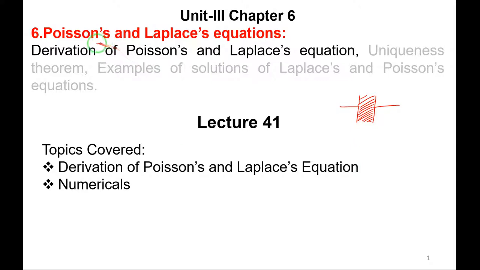In this chapter we are going to study the derivation of Poisson's and Laplace equations and numericals based on that. If time permits, I will take up two topics later, but usually they will not be there: the uniqueness theorem, and examples of solutions of Laplace and Poisson's equations. I will just give a hint of what they are. I want to cover this chapter today itself. So we will try to derive the expression for Poisson's and Laplace equation and numericals based on that.